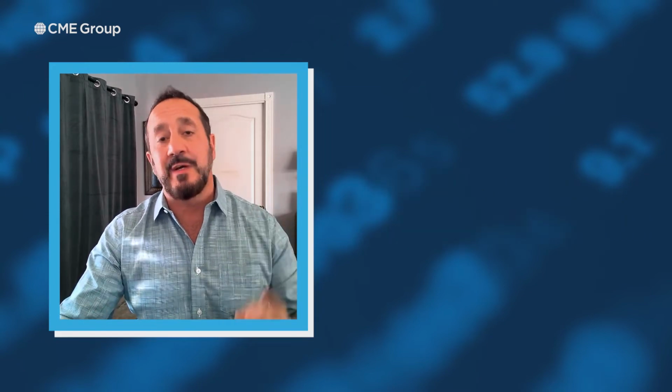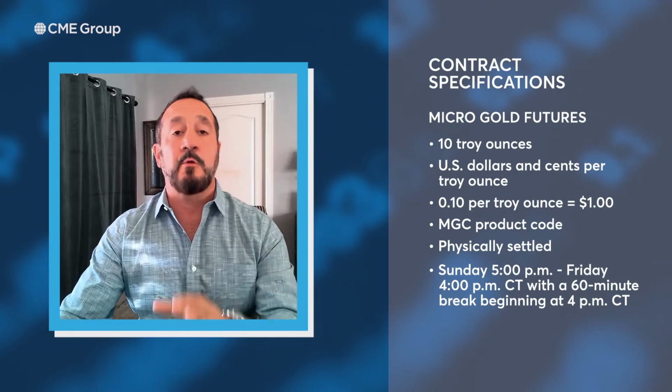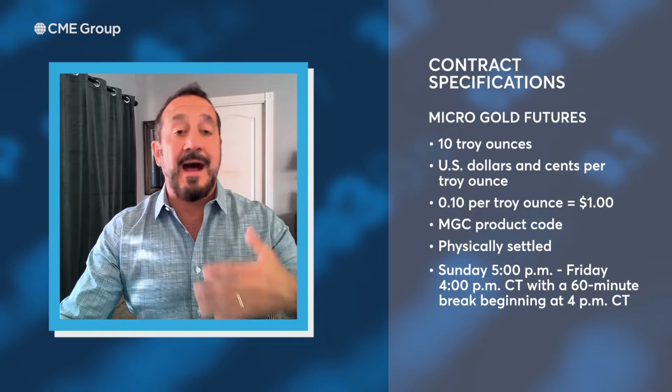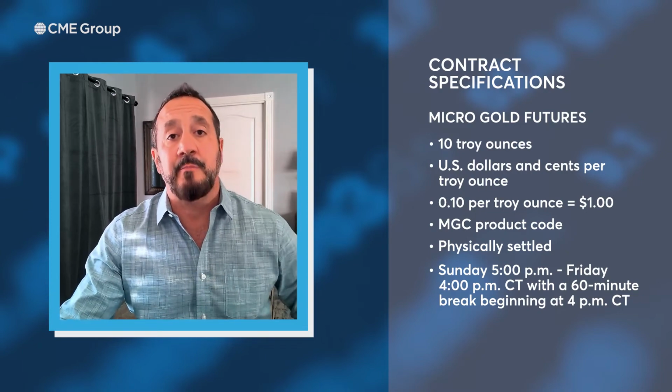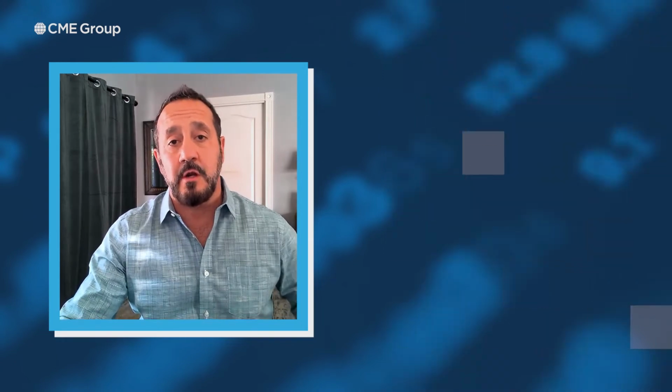This time I'm going to do two examples for you. One is going to be in micro Bitcoin and the other is going to be in micro gold. I'm going to show you a couple of trade example setups that I might use depending on how the market plays out. What I have up right now is a micro Bitcoin chart, and I want to get started with this.